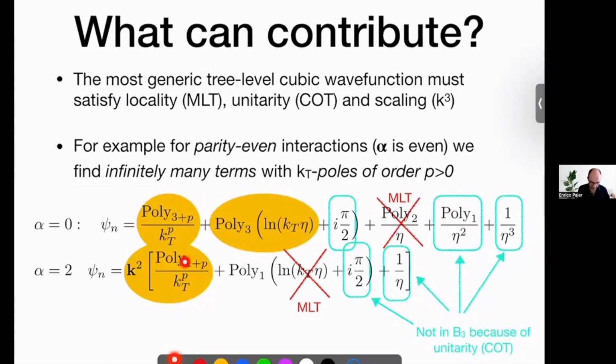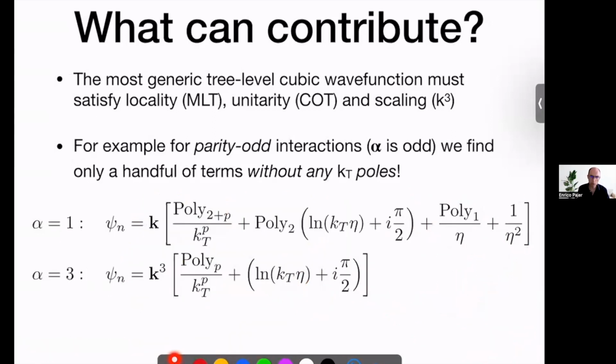So we find that for parity-even correlators, we have infinitely many, all possible polynomials of degree 3 plus p divided by kt to the p. And also at two derivative levels, we have infinitely many. Okay, so that's interesting. We expect infinitely many. That's perhaps not so surprising. We have a derivative expansion. There are infinitely many interactions. And so there are infinitely many operators that can contribute.